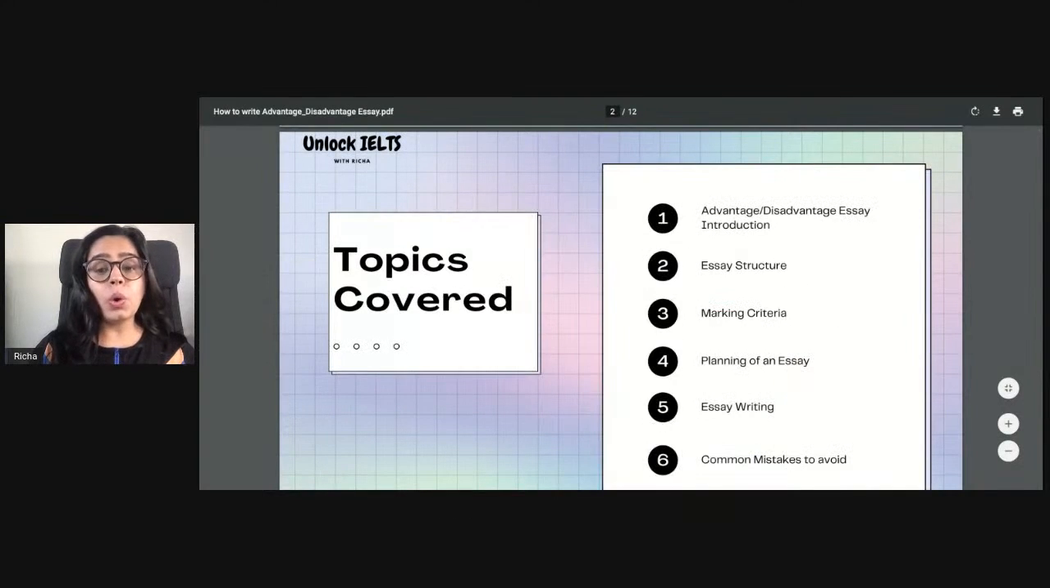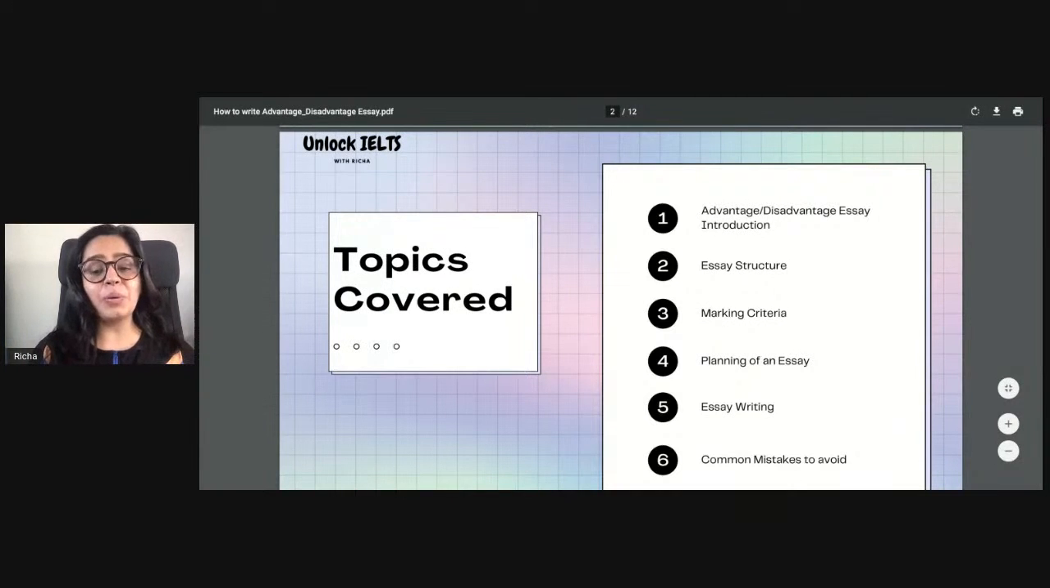In this session we'll begin with the language on how you could identify that this is an advantage disadvantage essay. Then we'll have a look at the essay structure, which you need to keep in mind while writing an essay. And then we'll have a brief look at the assessment criteria, which you need to fulfill in order to get your desired band. And then we'll look at how you should always spare a few minutes in planning an essay even before starting writing.